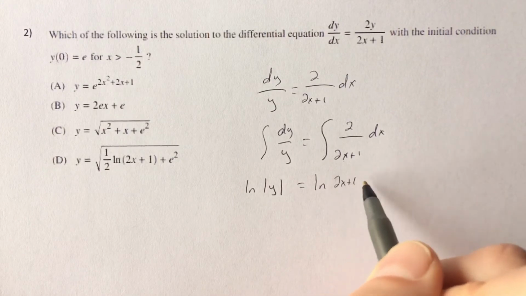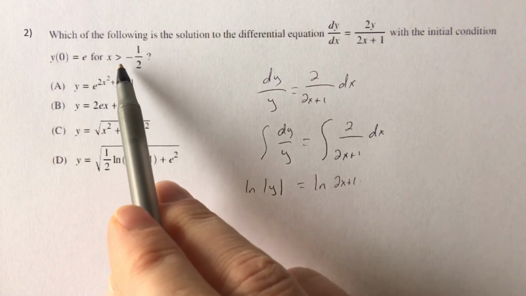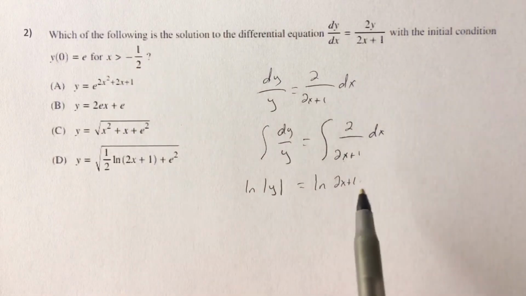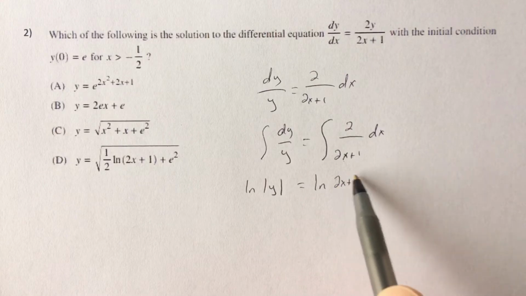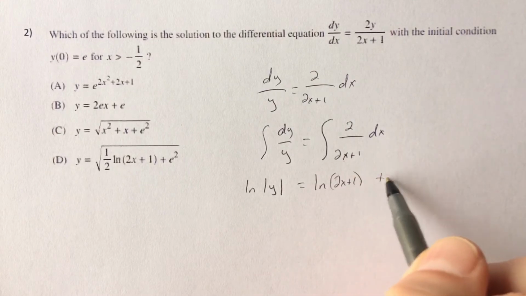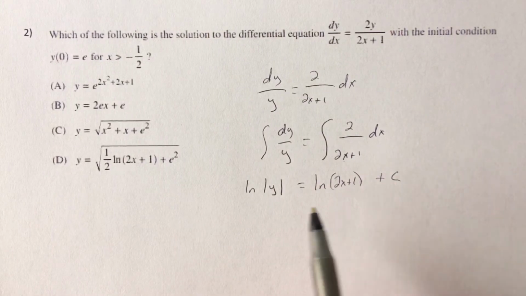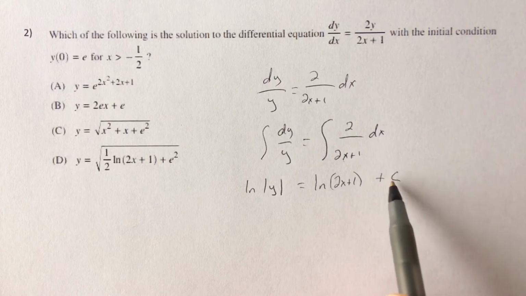Now, normally we'd have to put absolute value on here. They did give us this condition that x is greater than negative 1/2, which means that this part here will always be positive. So I don't need the absolute value on it for this particular one, but normally we would, right? And then I'll put a plus c. Now, let's go ahead and figure out what c equals.